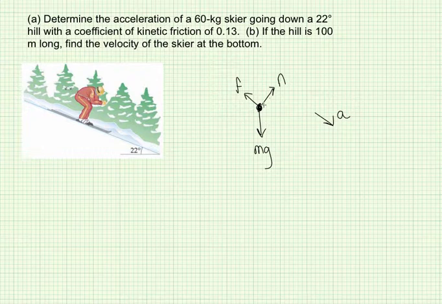So the normal is perpendicular to it, it's fine. Friction is parallel, it's fine. mg is a problem, we have to break it up. Have you noticed we're doing this every single time? mg sine of theta, and mg cosine theta. We're doing this every single time we have an incline.